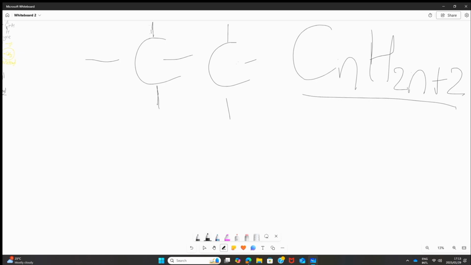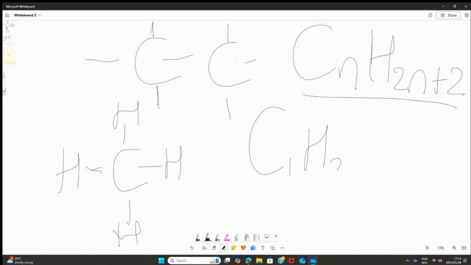So if they follow this general formula, this means that if you have got your alkane, which has got 1 carbon atom, to actually name it, we're going to fill it up with hydrogen atoms. So its molecular formula will be C, in the place of n we put 1, H2, in the place of n we put 1, plus 2. This means C1H4. But we can omit the 1 and it will be CH4. This is your simplest alkane.